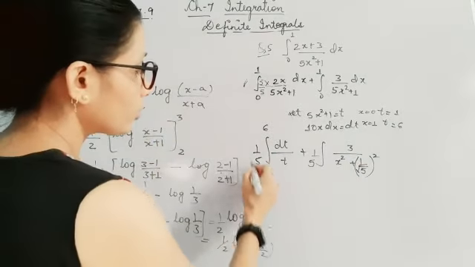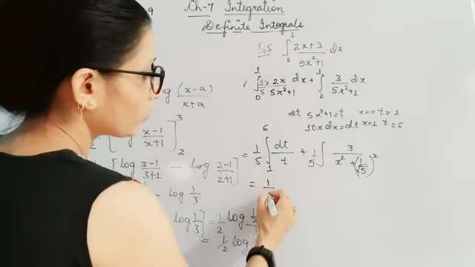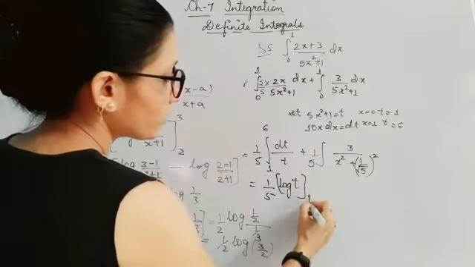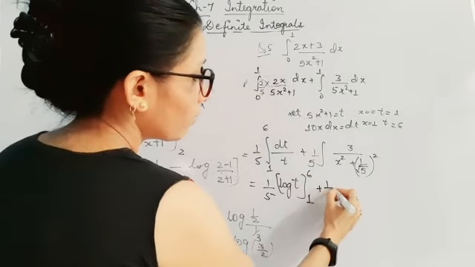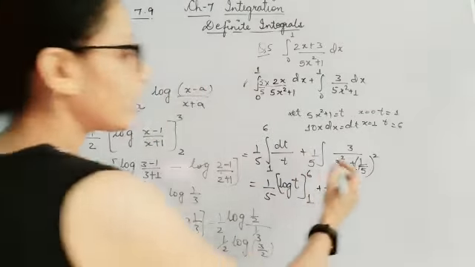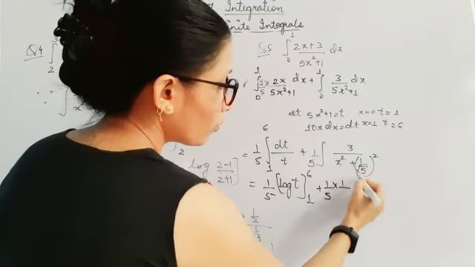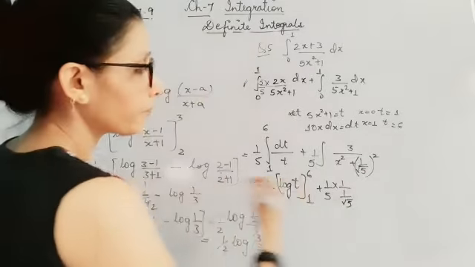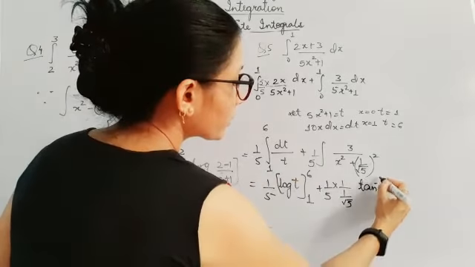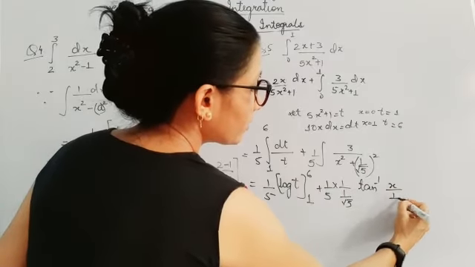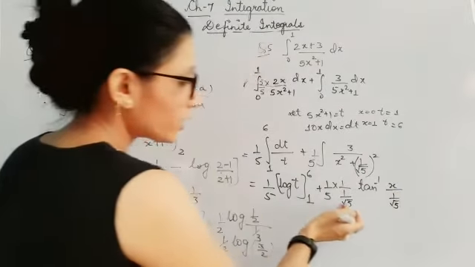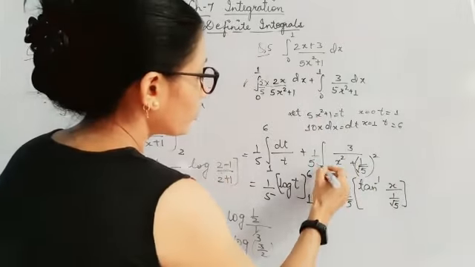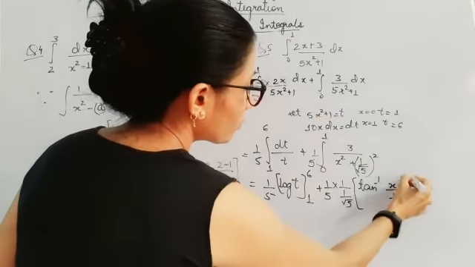So here I will just be doing the integration: 1 by 5, this is log of t, from 1 to 6, plus 1 by 5 we have already here, and now I will be writing 1 by a. So what is my 1 by a? This is my 1 by a, tan inverse x by a. Okay, these are the constant terms, so they can be written out, and here it was going from 0 to 1.